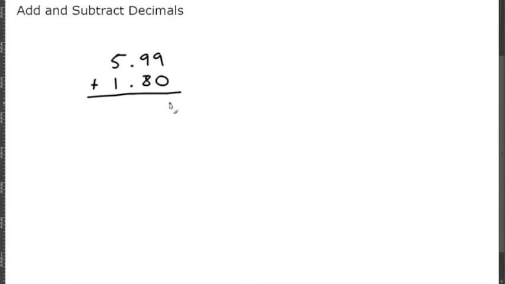9 plus 0 is 9. 9 plus 8 is 17. Carry the 1. 1 plus 5 is 6, plus 1 is 7. So we get 7.79 as our answer.